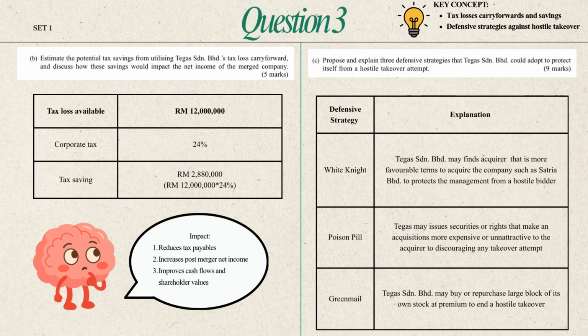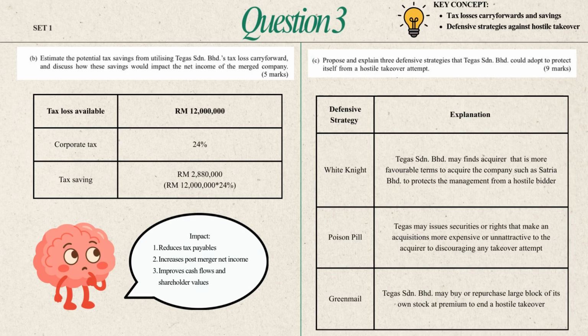How will the tax saving impact the net income of the merged company? The first impact is that Satria will get to reduce its tax payable. Second, it will increase post-merger net income. And third, it will improve the cash flows and the shareholder value.